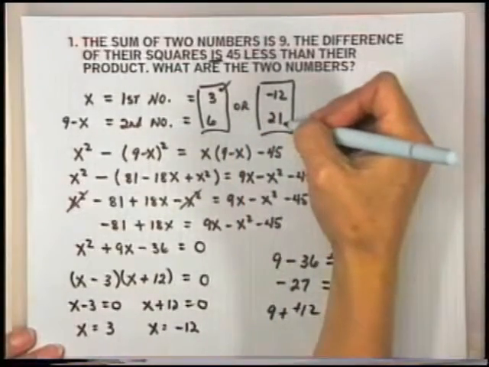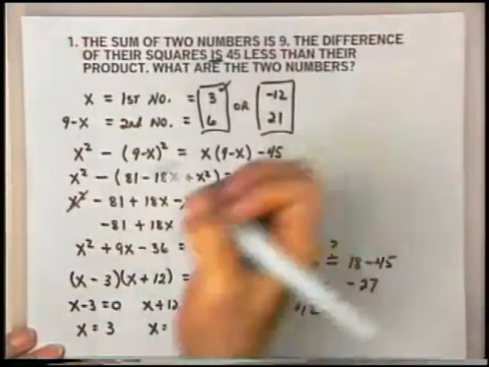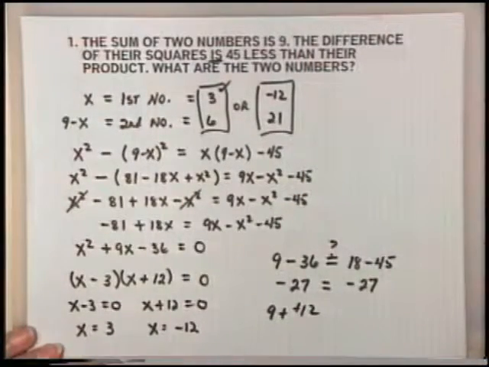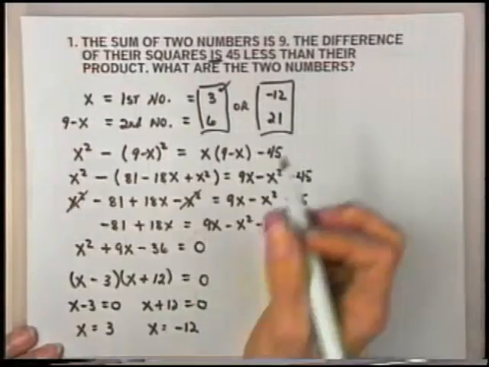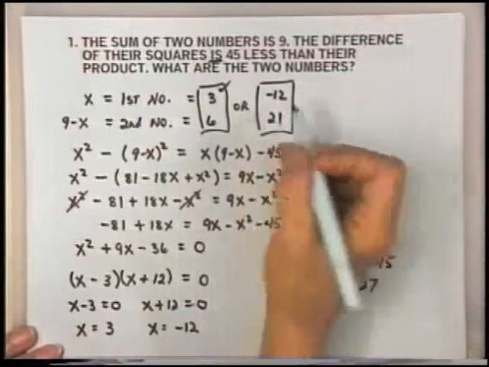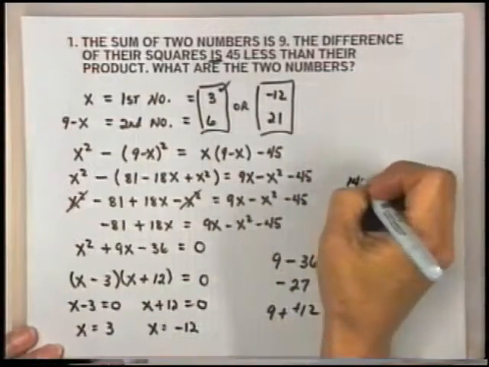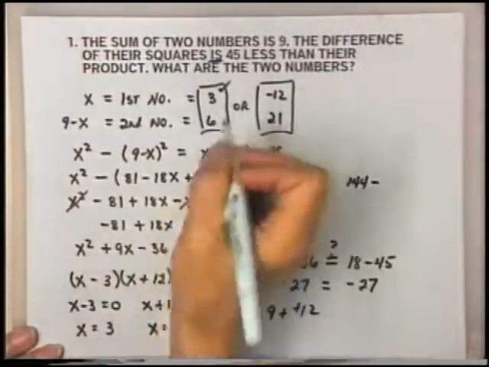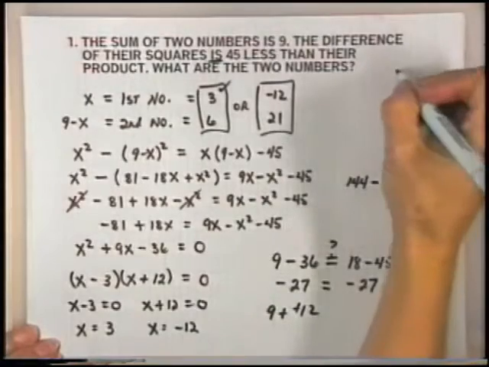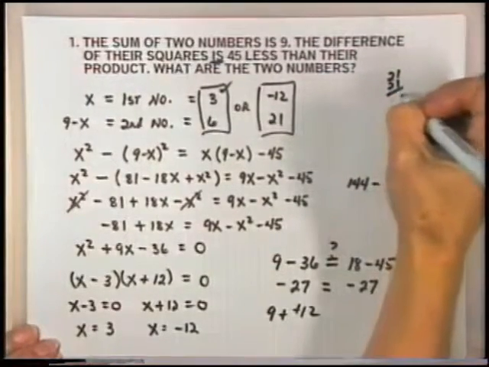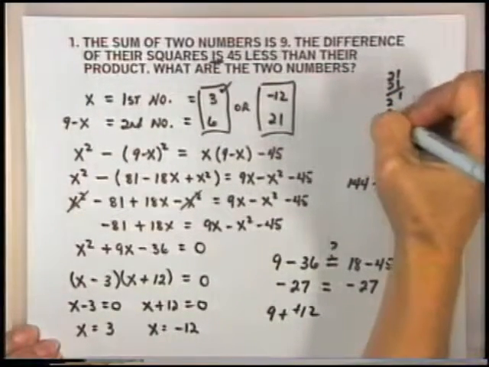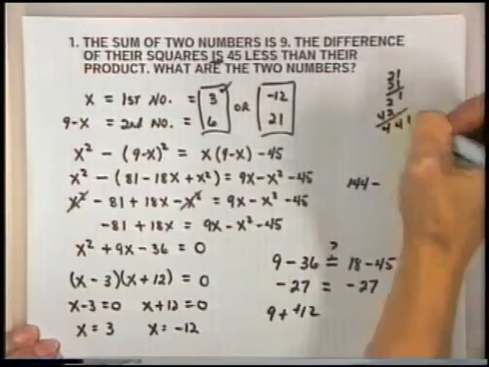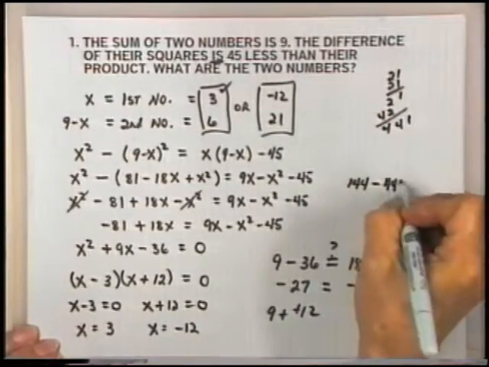Is the sum of negative 12 and positive 21 equal to 9? Yes, it is. Let's check this difference of squares thing. If I square negative 12, I get 144. Subtract. Now, I don't recall what 21 squared is, so let's multiply 21 times 21 up here. Looks like we're getting 441.